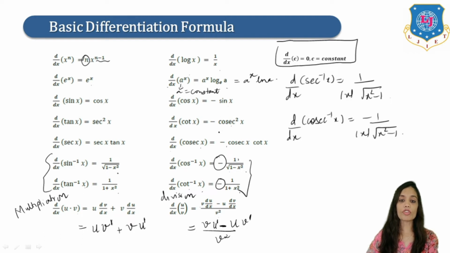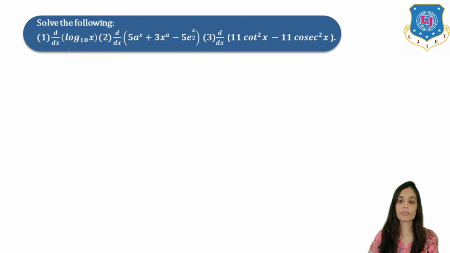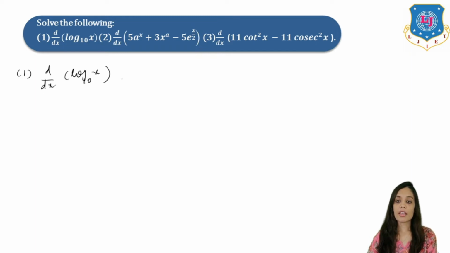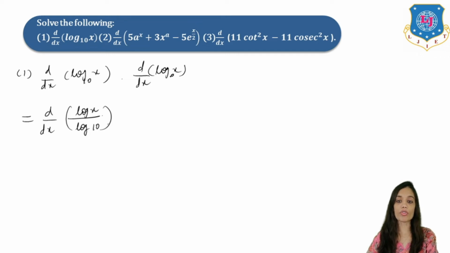Now let us solve a few examples based on derivatives. So now the first sum is the derivative of log x to the base 10. Now your base is 10. So firstly we have to separate the bases. So we can write it as log x upon log 10, because the original formula was d by dx of log x, and always you have to consider the base as e. So we can write ln x also, and the answer will be 1 upon x, right? So I have changed the bases, right?